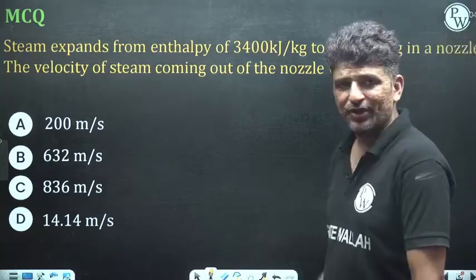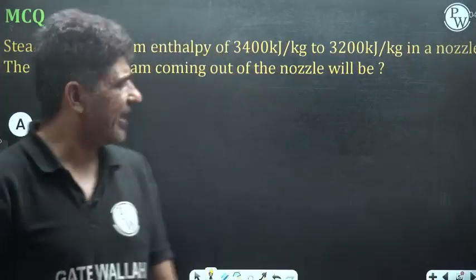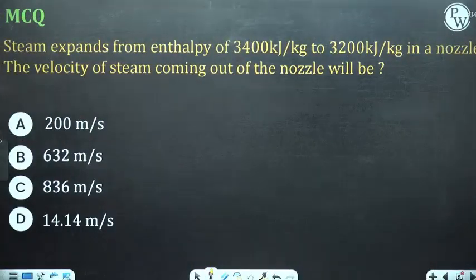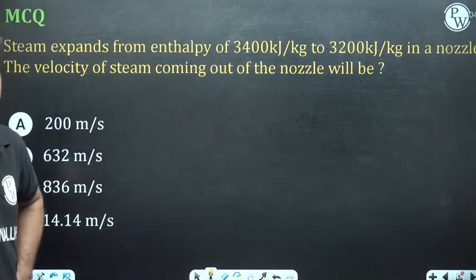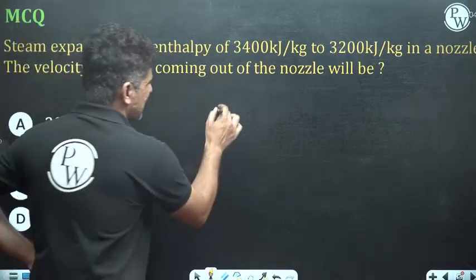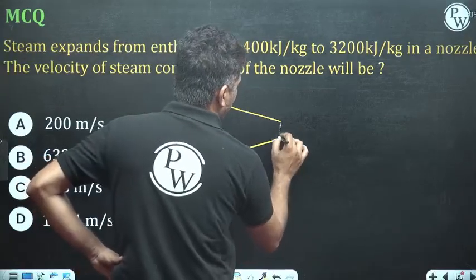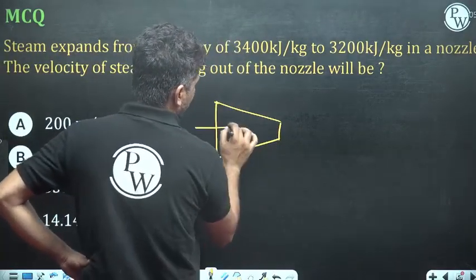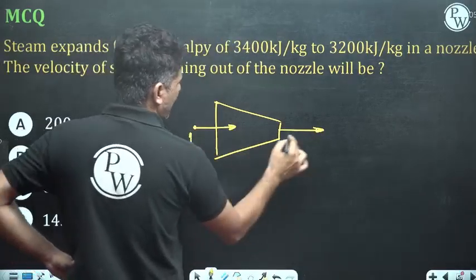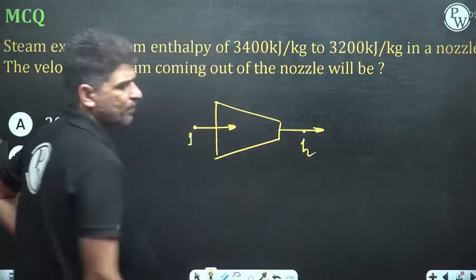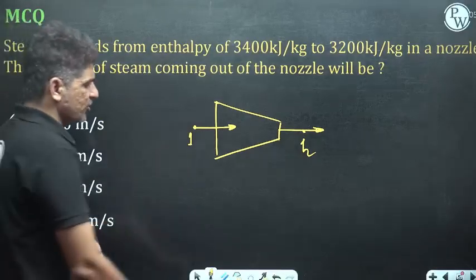Moving on to the next question, it says steam expands from the enthalpy of 3400 kilojoule to 3200 kilojoule in a nozzle. The velocity of the steam coming out of the nozzle will be. So you see that this is a nozzle, okay, and from this nozzle the steam is entering over here and it is getting out over here. So this is your location 1, this is your location 2.